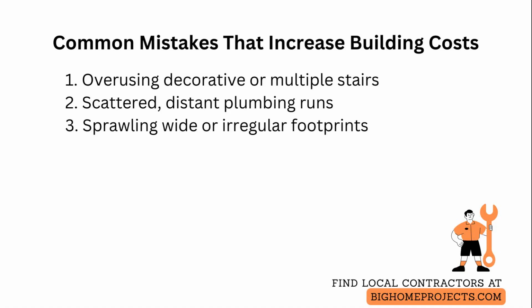Clients may push for a very wide 100-foot or irregular footprint that expands roof and exterior wall costs. Instead, tighten the footprint to a simple rectangle or compact L shape to save on framing, roofing, and insulation.